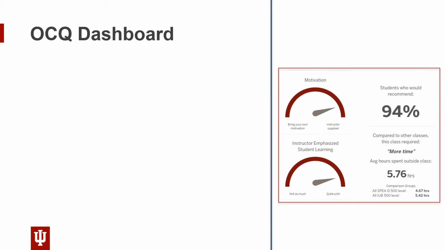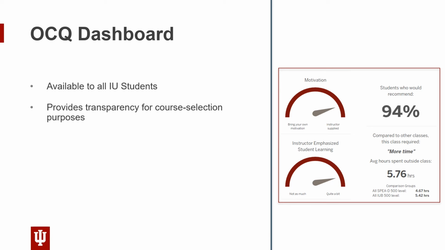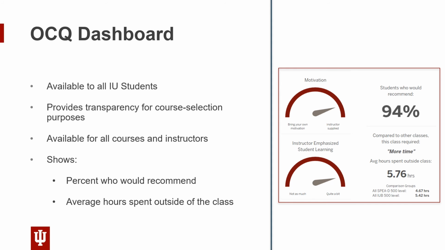Another interesting feature is that the results of the student feedback are available online to all IU students. This provides transparency for course selection purposes and assures accountability of faculty to not only the administration, but to the students as well. The image on the right is how the dashboard looks, and we'll take a closer look at the criteria on the next slide.